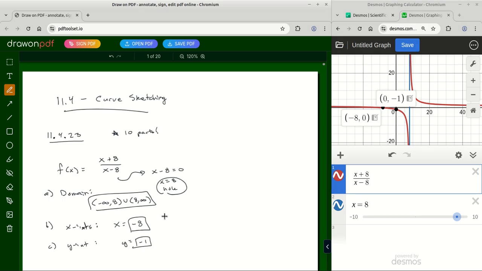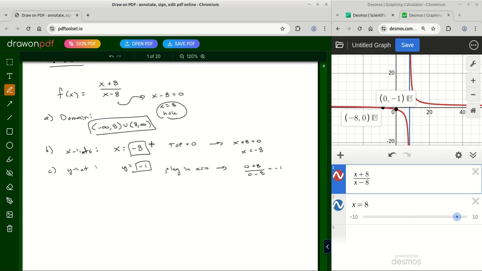Now, how would I find this? This is when the top is equal to 0. And so that would be x plus 8 is equal to 0. x is equal to negative 8. For this one, it's when you plug in 0. And so it would look like 0 plus 8 over 0 minus 8. And you can see that the 8's cancel, leaving a negative 1. So these are not too hard here. But again, once you see it on the graphing, just go ahead and do that, okay? I'm doing it by hand only because I'm the teacher. So I know that sounds kind of bad, but oh well.